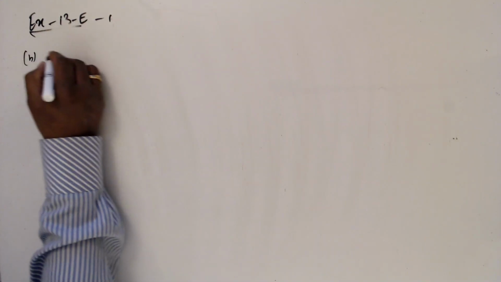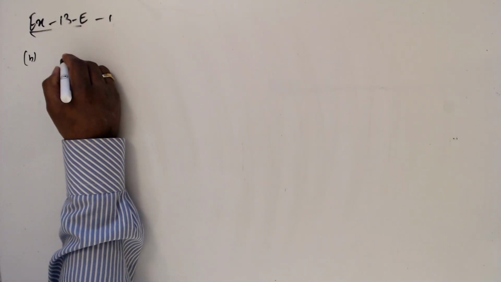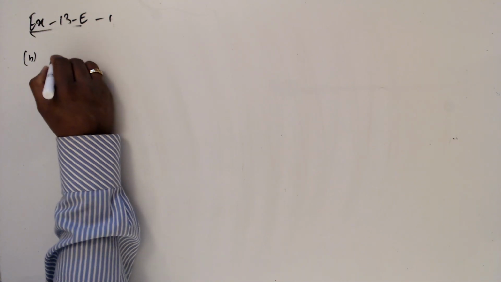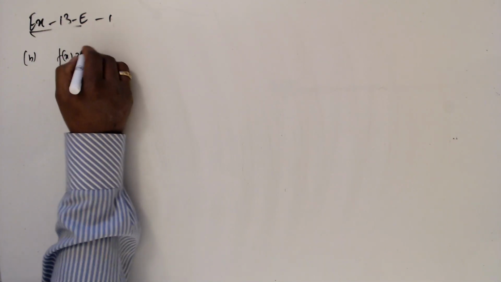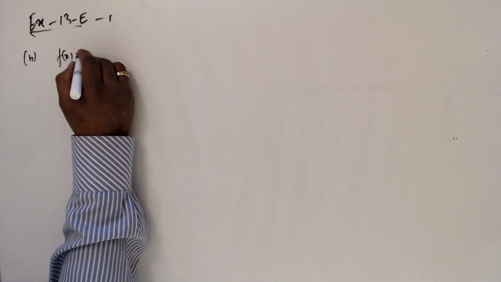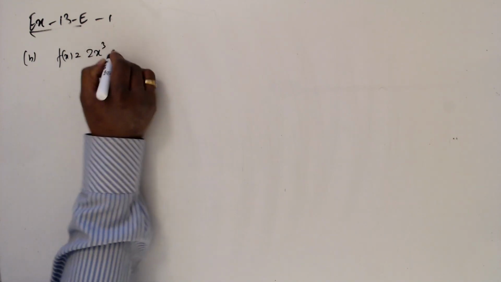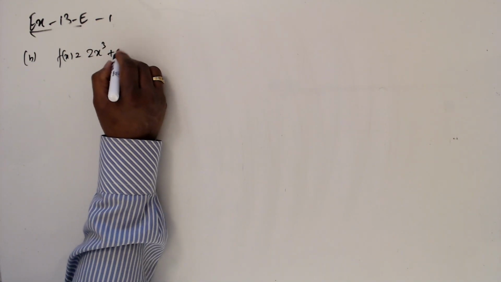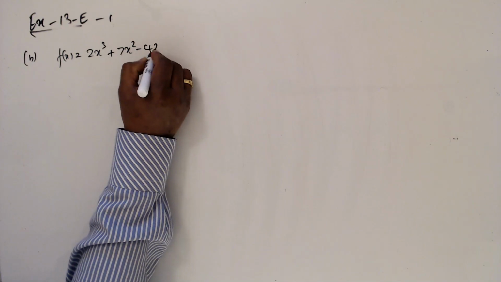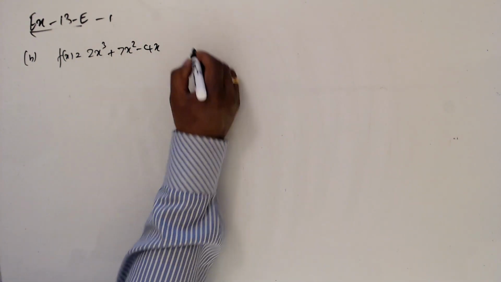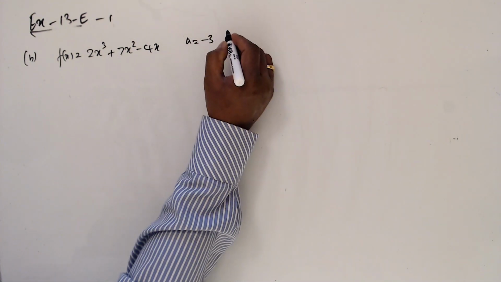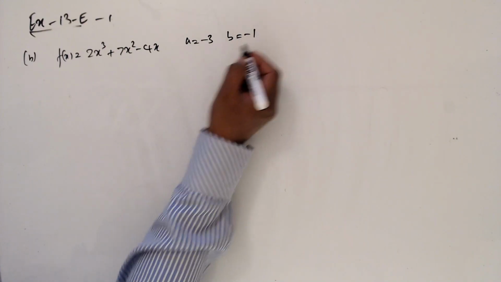Part B, that is f(x) equals 2x cubed plus 7x squared minus 4x, a equal minus 3, b equal minus 1.